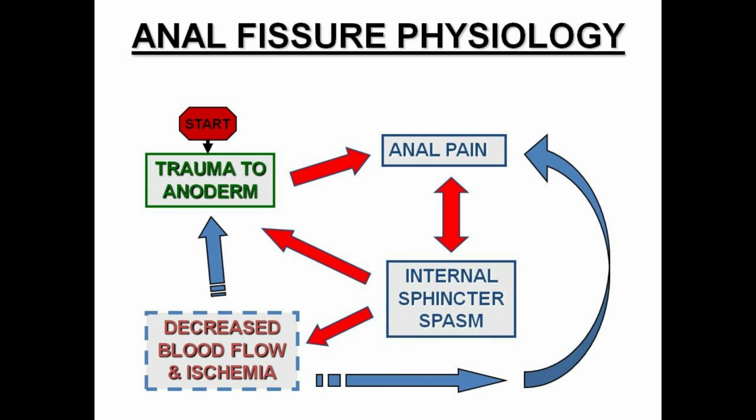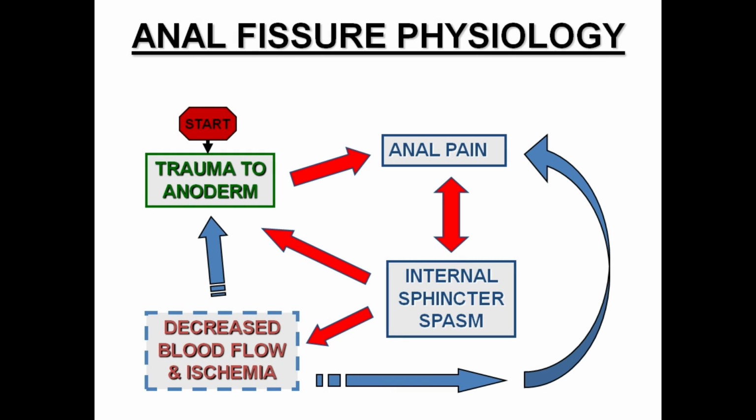This decreased blood flow, or poor blood flow, also called ischemia, leads to more trauma. More trauma results from the poor blood flow because it's hard for the lining of the anal canal to heal with poor blood flow. This is one of the tenets of any surgical procedure or any wound. You need blood flow to get things to heal. Again, now we're setting up a vicious circle.